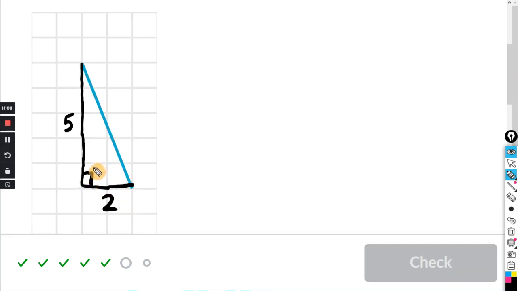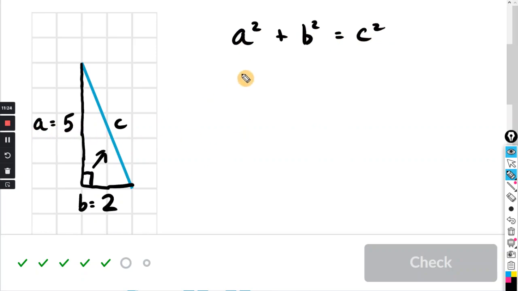Across from your right angle is always the hypotenuse. That's always going to be C. The other sides, it doesn't matter which is which, so I'll let this equal A and this one on the bottom equal B. All right, so we're just doing the Pythagorean theorem. A squared plus B squared equals C squared. Okay, A squared is going to be 5 squared. B squared is going to be 2 squared. And C squared is C squared.